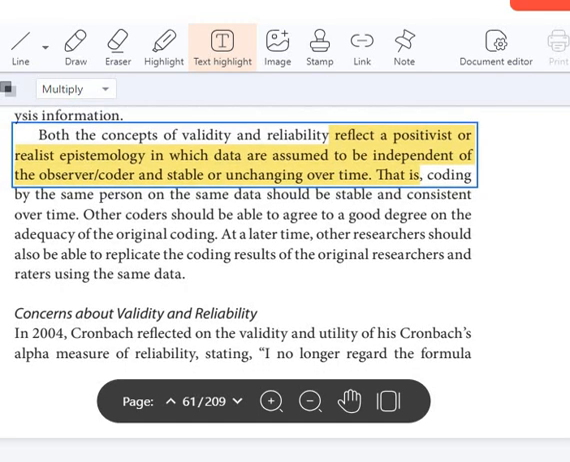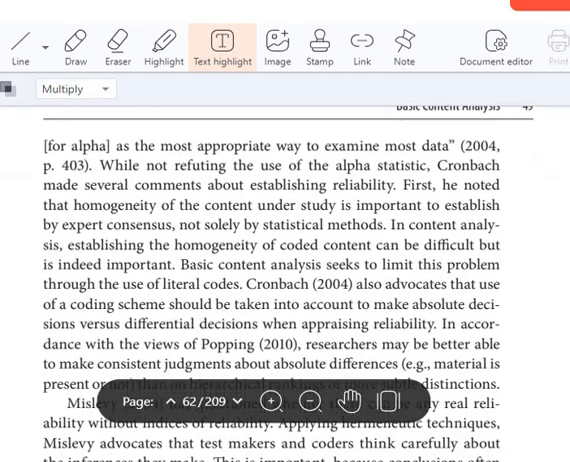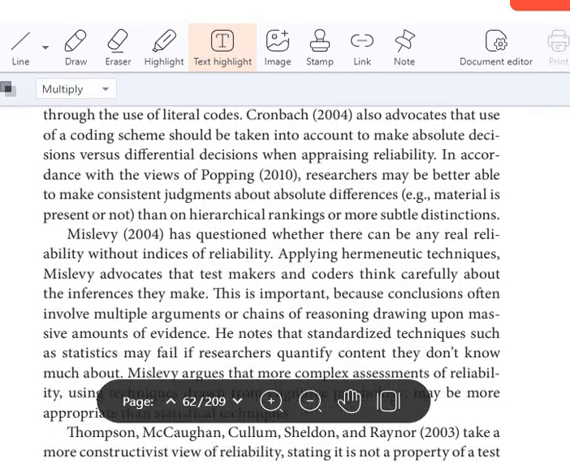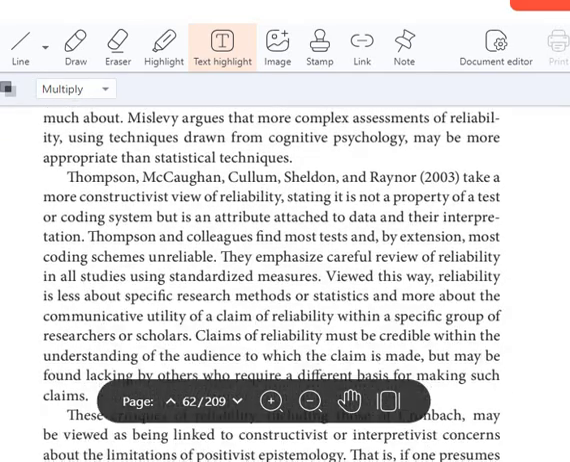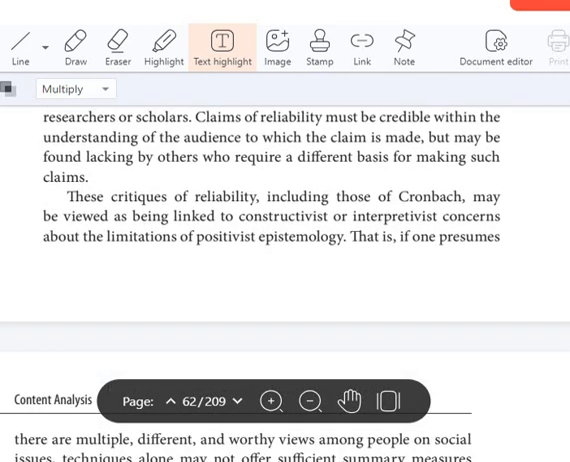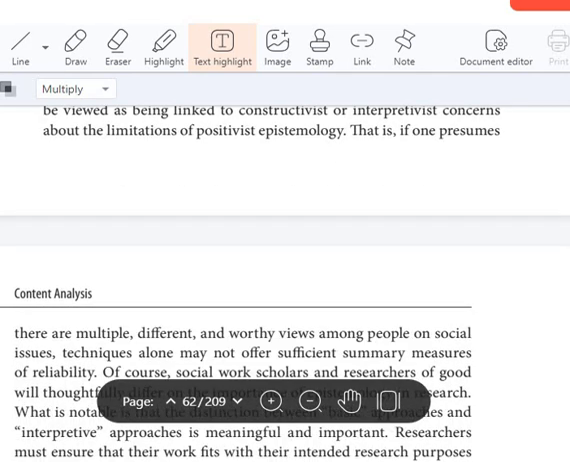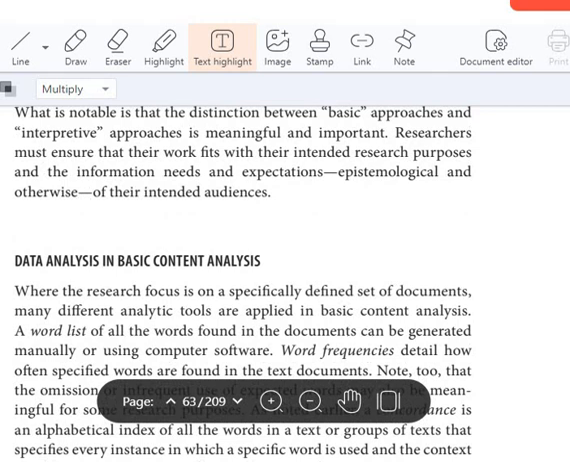I don't want to focus on this much because it requires a lot of time. Here is more about reliability and validity. If you want to focus on that, you can do this. Okay, data analysis in basic content analysis.